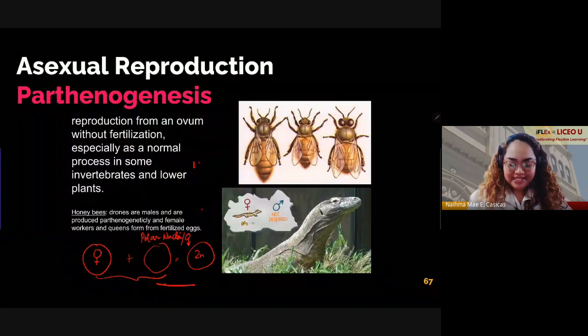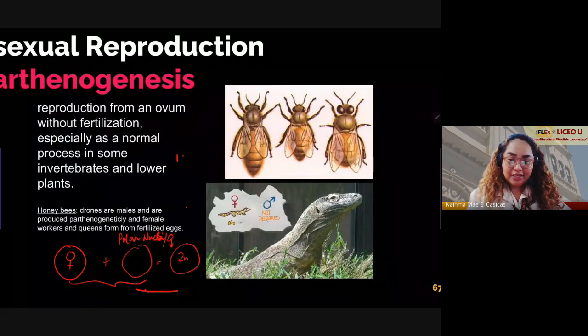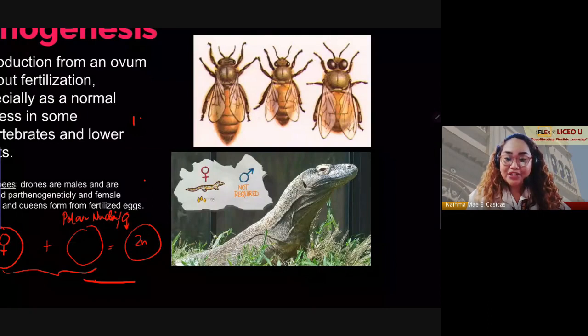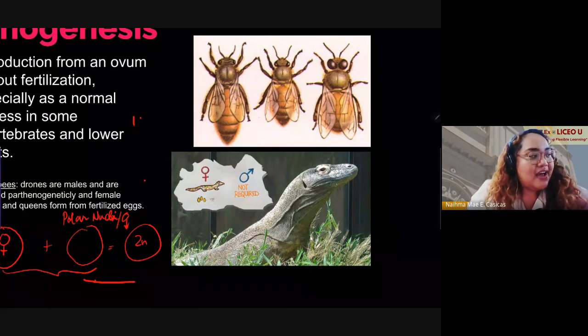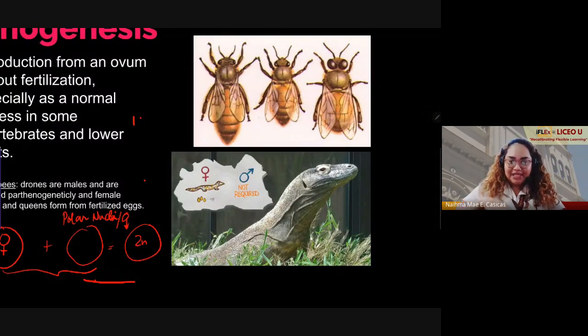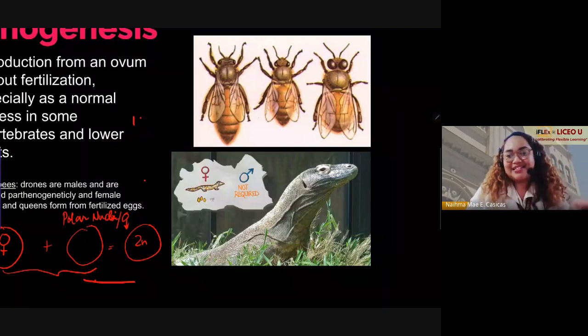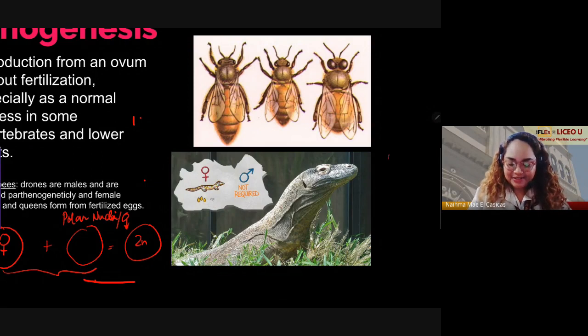So, question. When these Komodo dragons are able to reproduce parthenogenically, what do you think would be the offspring? Will it be genetically unique or will it be a clone? What do you think? When your Komodo dragon reproduces parthenogenically, will it be a completely unique individual, or will it be a clone? All right. Definitely, it is a clone.